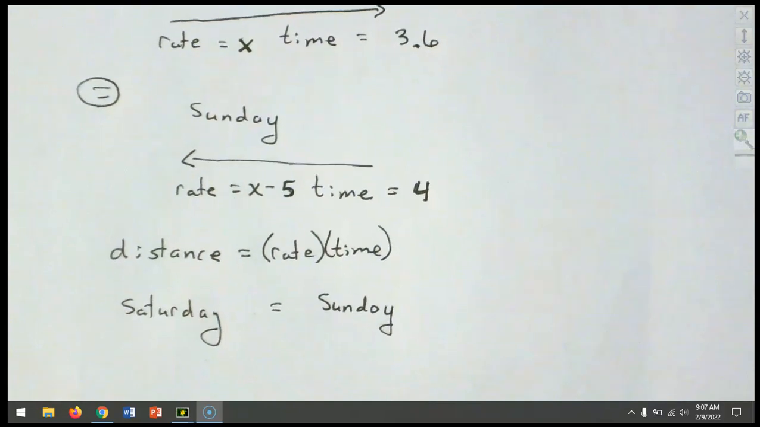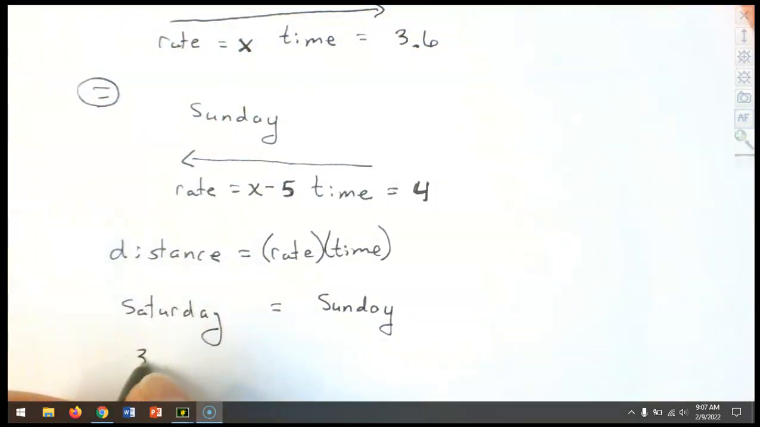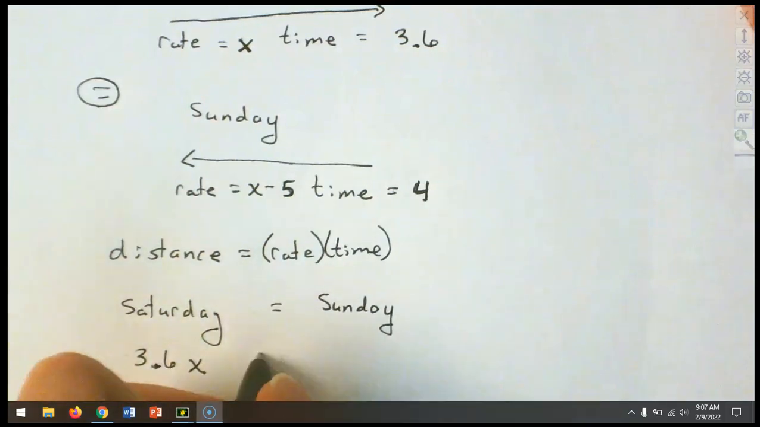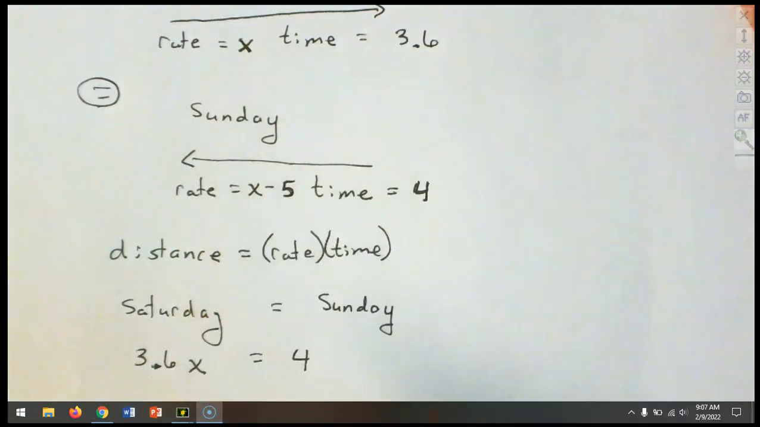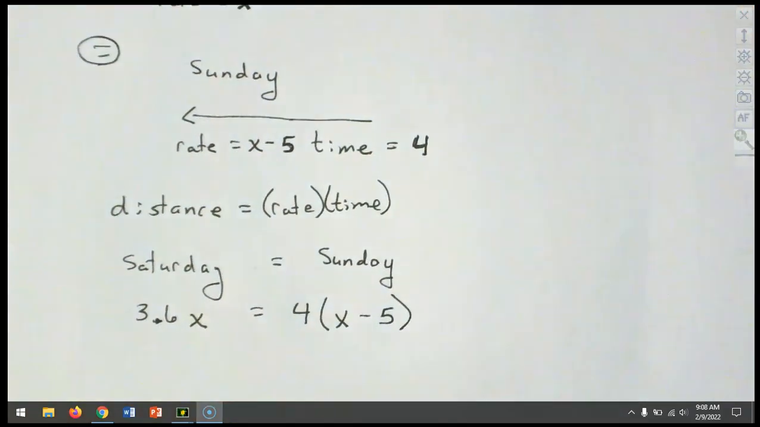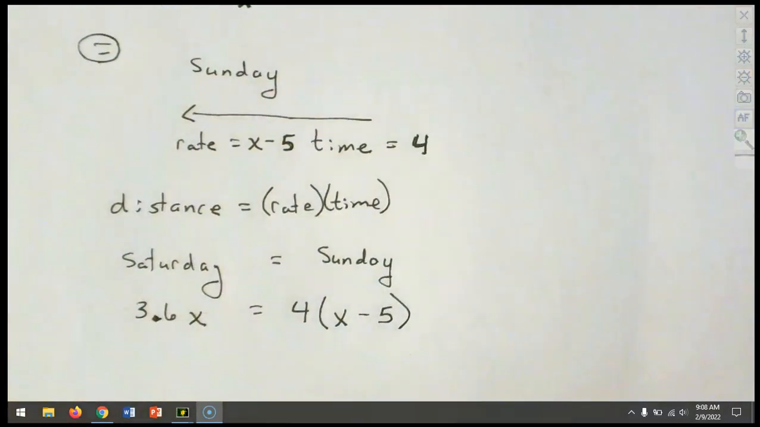Now let's go ahead and build our equation. What do we know about Saturday? That's this one here. Rate times time, so that's 3.6x. So easy enough there. What about coming back on Sunday? That's 4 for the time. And how fast are we going? X minus 5. There's our equation. Okay. And we can now very quickly and very easily finish it. So we've got our equation.